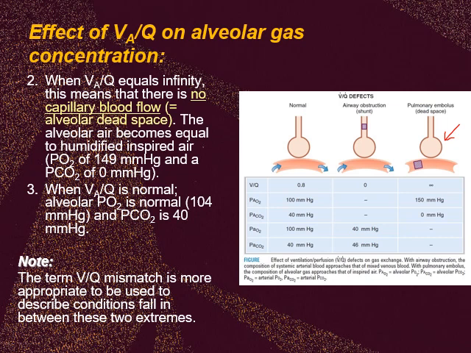And the last situation is when the ratio is normal. In normality, the alveolar partial pressure of oxygen, as I told you before, is about 104 millimeters of mercury, and usually we consider it 100. And the partial pressure of carbon dioxide is 40 millimeters of mercury. Note, the term ventilation perfusion mismatch or inequality is more appropriate to describe conditions that fall in between these two extremes.